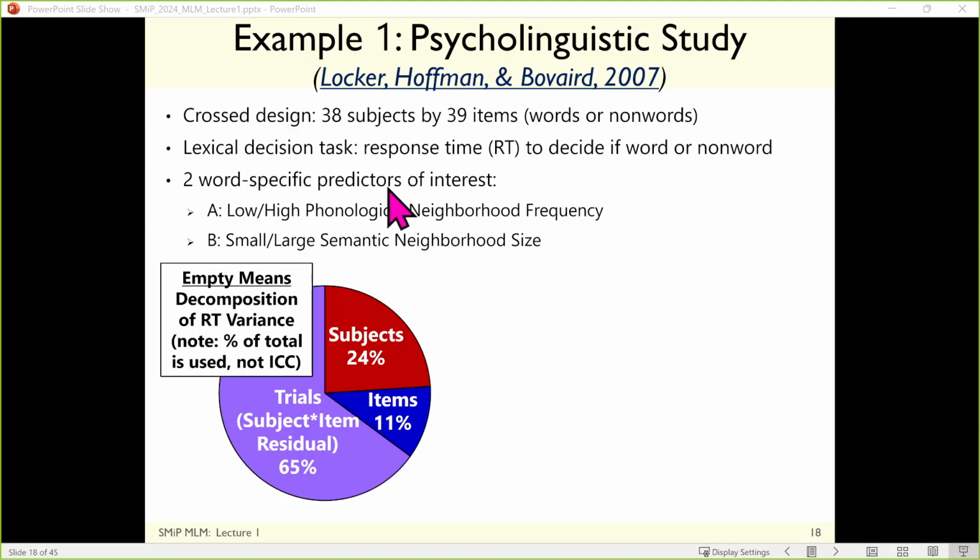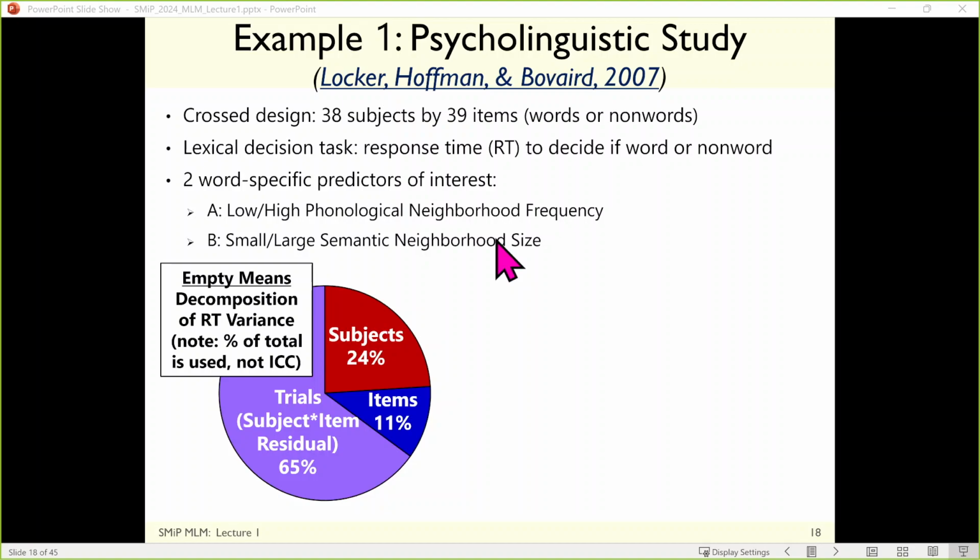So in his condition, we have a lexical decision task. The outcome is response time to say if it's a word or a not word. And he has two word-specific predictors, low versus high phonological neighborhood frequency, which I think is something like the number of words that sound like it. Can I get a confirm or deny from any of you? No one knows? Okay, we're going to go with that then.